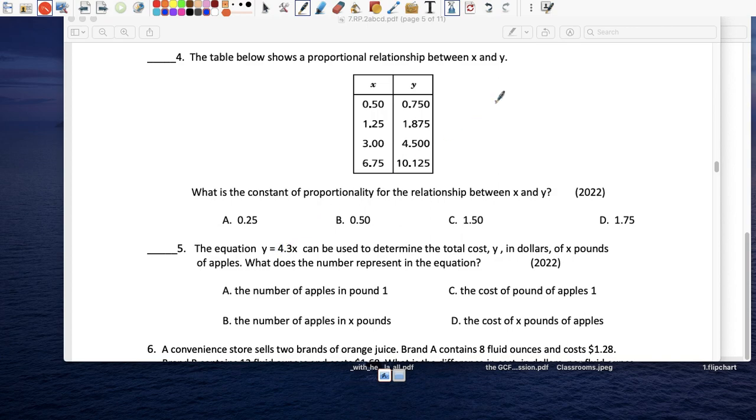The equation y equals 4.3x can be used to find the total cost. So y represents the total, and the x represents the number of pounds. So what is the number? This obviously represents the price, right? What does the number represent in the equation? The number of apples in 1 pound, the number of apples in x pounds, the cost of 1 pound of apples, the cost of x pounds of apples, and that's the one that we want. It's the price of whatever pounds of apples you buy.